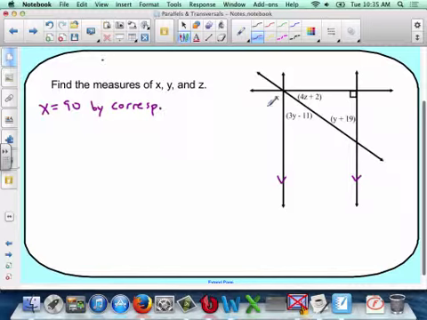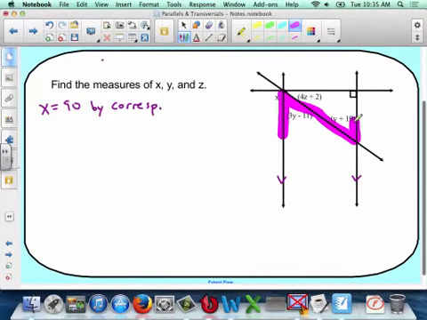Okay. Now, here's the thing, though. I want you to focus your attention to here. What do we have in the corners of the z? So what does that tell you about this angle and this angle? No, what did you just tell me, Sage? They are equal. No, what did you just tell me about this?